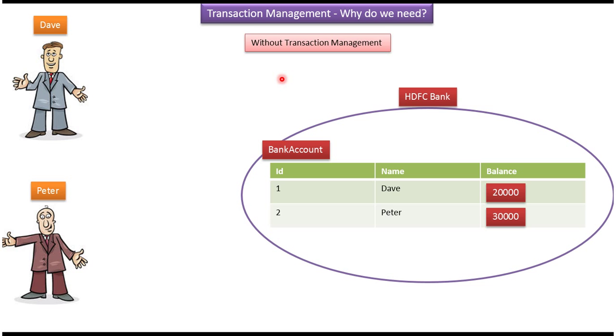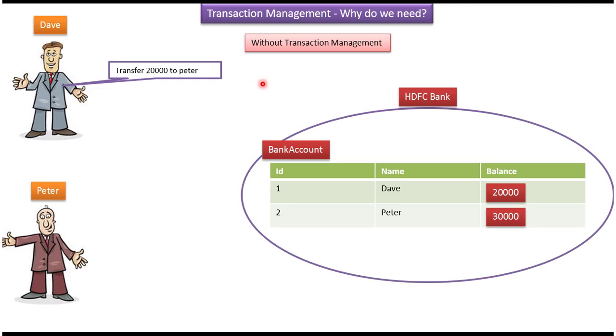Suppose Dave has an account in HDFC Bank and Dave has 20,000 rupees balance. And Peter has an account in HDFC Bank and Peter has 30,000 rupees in his account. Suppose Dave wants to transfer 20,000 rupees to Peter. In the back end, we will reduce 20,000 rupees from Dave's account and add 20,000 rupees to Peter's account, right?